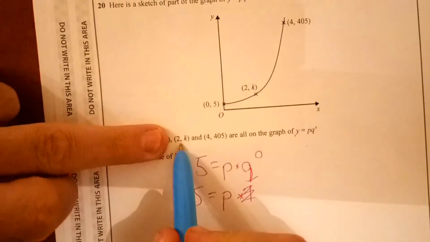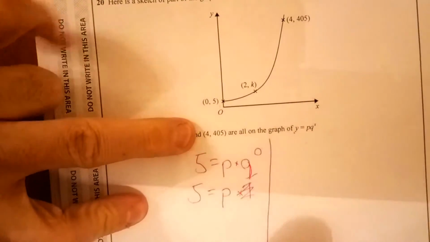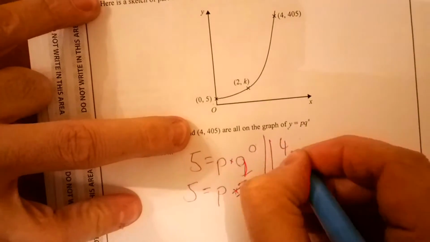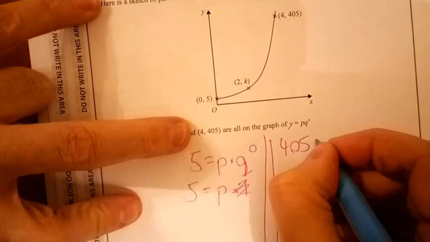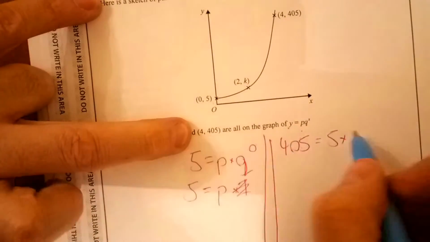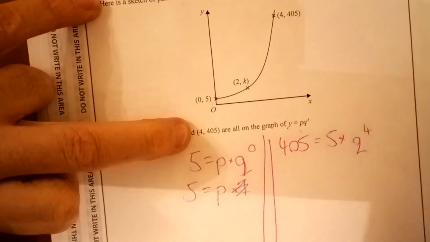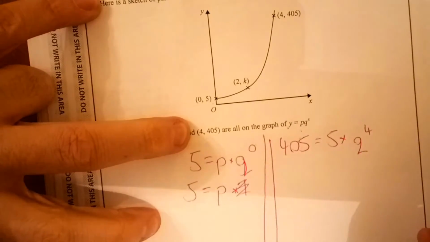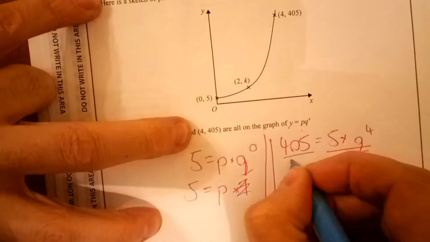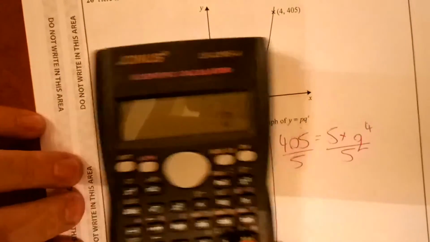Now I'm not putting that one in second because it's got k and that's what I need to find out. I'm going to put this one in. So the same thing, I'm just going to substitute the values in and see if I can do anything with it. So I've got 405, which is my y value, equals p. I've got a value of p, so I'm putting 5, times q, I still don't know what q is, to the power of 4. Okay. We just start solving this. So because this is 5q to the power of 4, I'm just going to divide both sides by 5. Okay. 405 divided by 5, I'm going to trust my calculator.